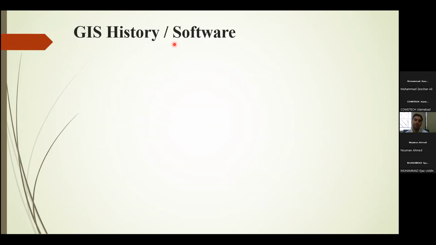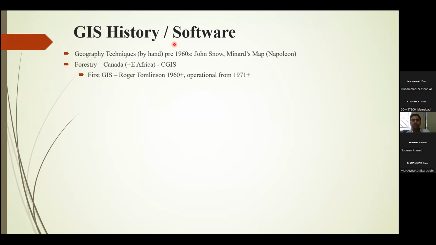We will be discussing the history, how GIS history began. Geographic techniques before were used by cartographers, who were mapping by hand and with some different techniques. If we talk about the traditional geographic way, we need to mark some types within the map, and then cartographers draw that map. So that was before the era of 1960. After that, the first GIS was introduced after the 1960s and operational from 1971.